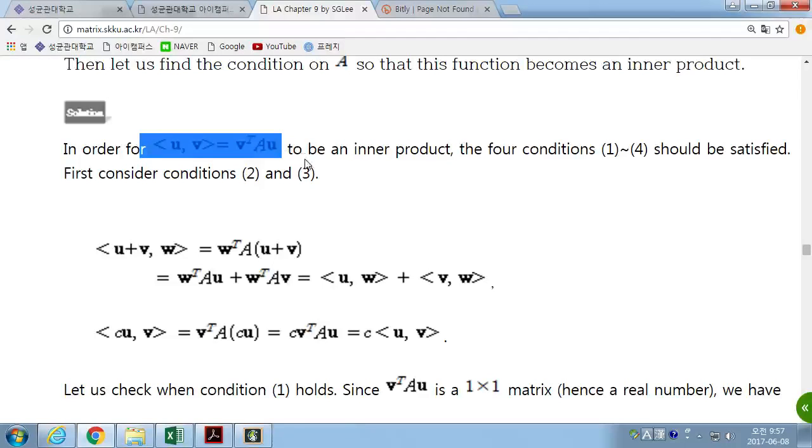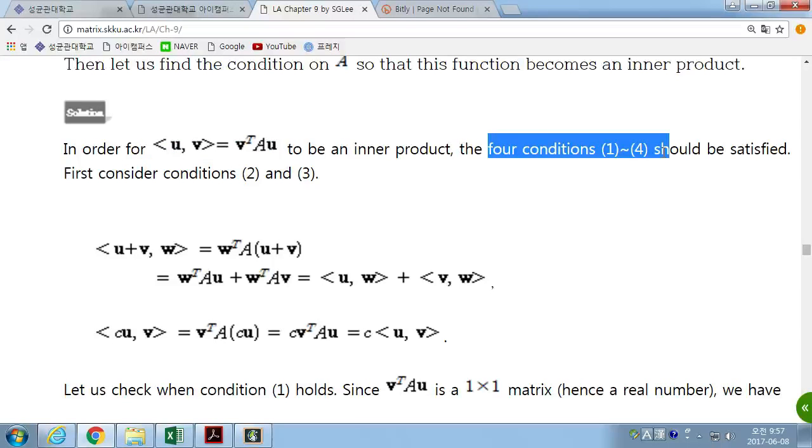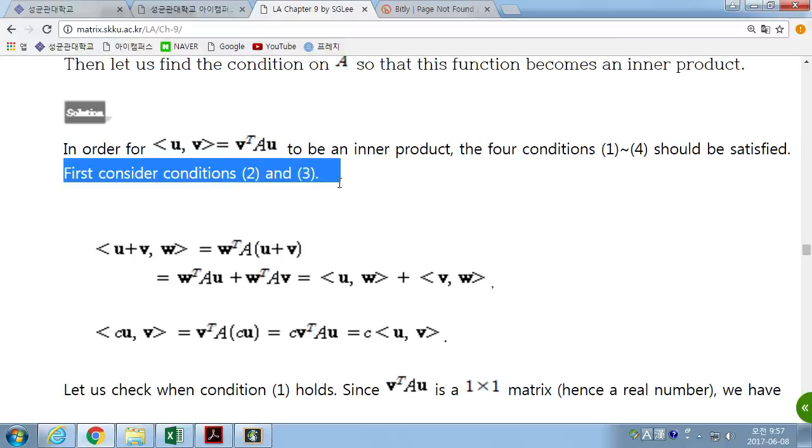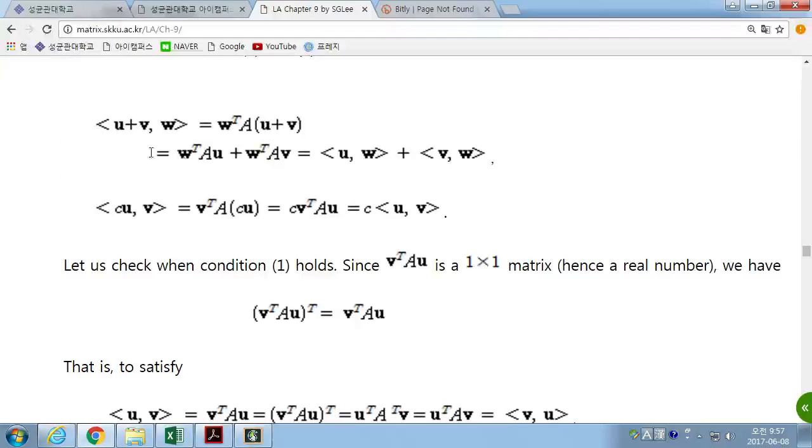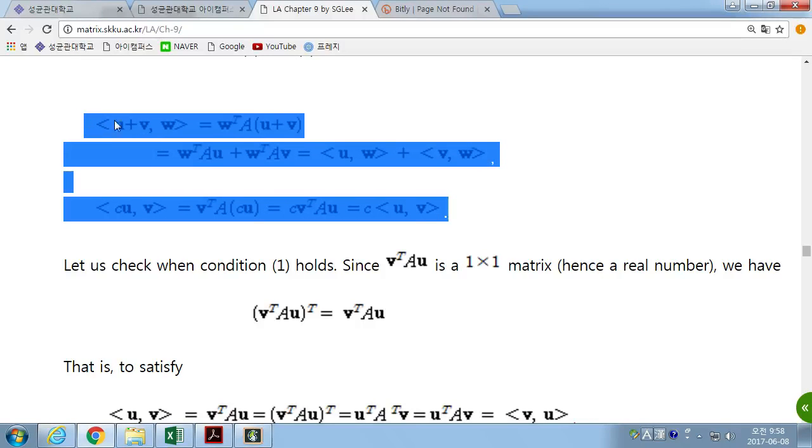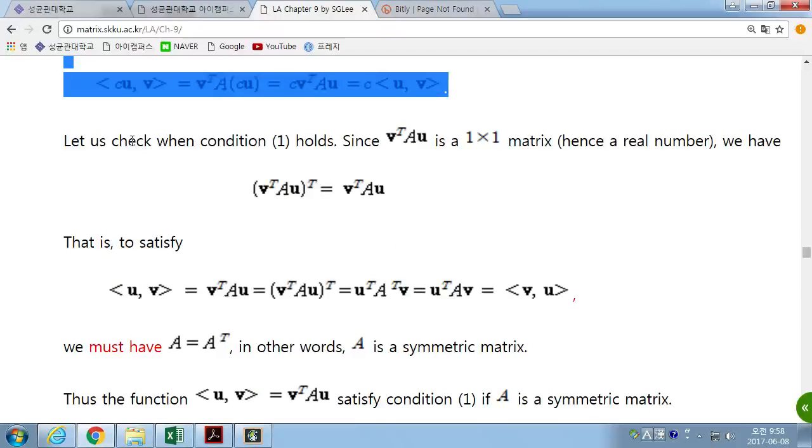In order to be an inner product, this operation should satisfy four conditions. First, we consider conditions 2 and 3. This can be written as W transpose times A times (U plus V). This can be split like this, so it can be written as the inner product of U and W plus the inner product of V and W. And when you have a scalar C, V transpose A times CU, the scalar can come out, and this is C times the inner product of U and V. So these two properties are satisfied without any difficulties. Easy. Then we have two properties left.